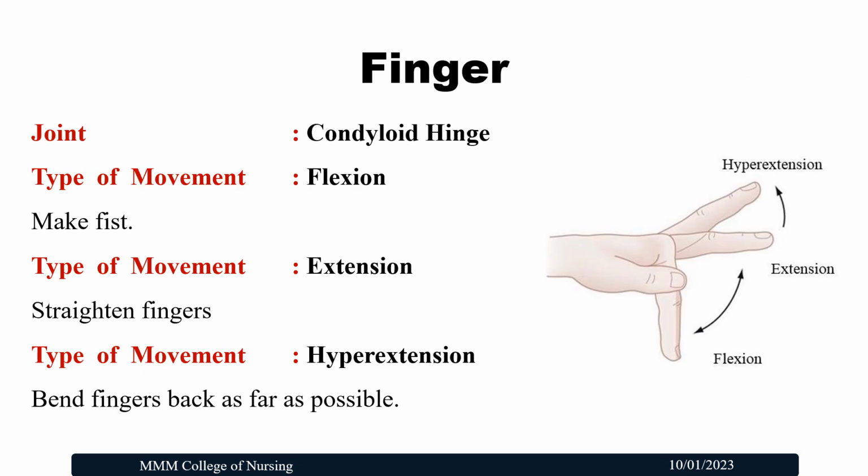The fingers are made with a combination of condyloid and hinge joint. The possible movements are flexion, extension and hyperextension. The flexion can be done by making the fist. Extension is straightening all the fingers. In hyperextension, bend fingers backward as far as possible.